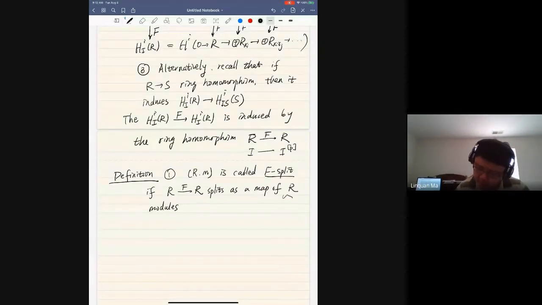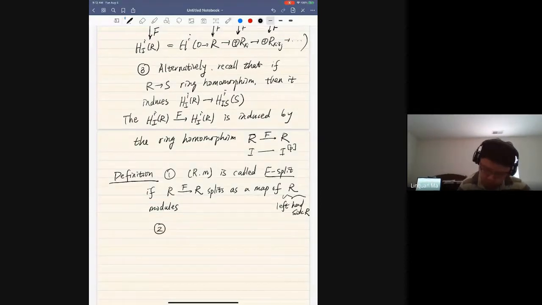Right, so this is the R on the left-hand side. Okay, so you just view this as a ring homomorphism, and if I view everything as a module over the left-hand side copy of R, I want this map to be split. So that's the definition of F-split.